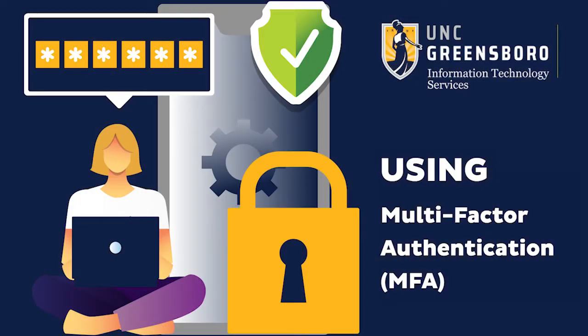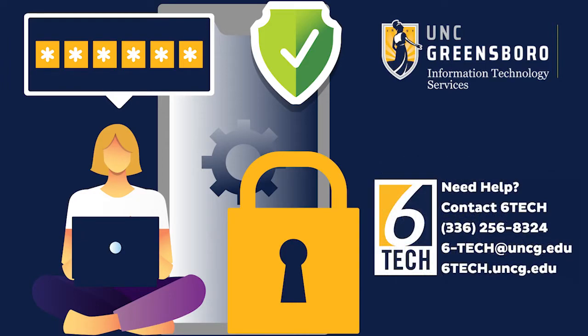This concludes the demonstration of various MFA methods available to use. If you need assistance with using MFA at UNCG, Sixtech has resources available to you. Reach out to them by either calling 336-256-8324, emailing at six-tech@uncg.edu, and by visiting the website at sixtech.uncg.edu.